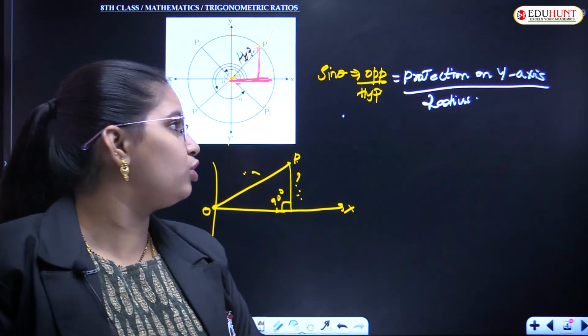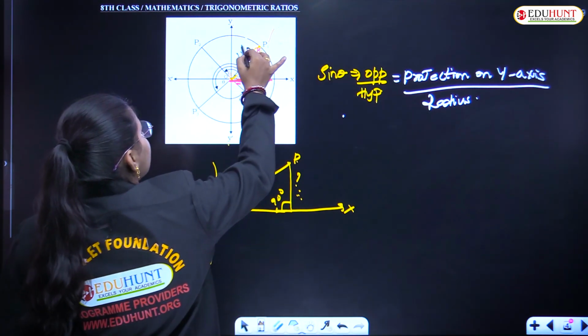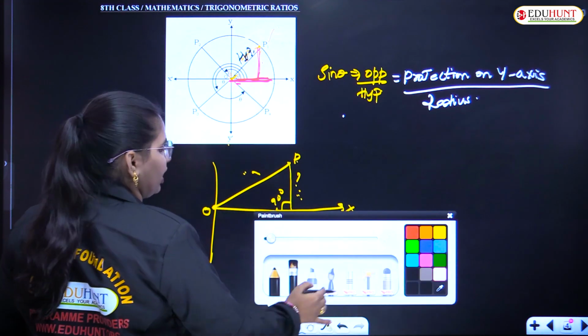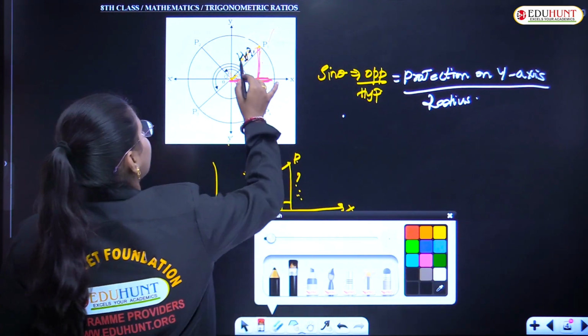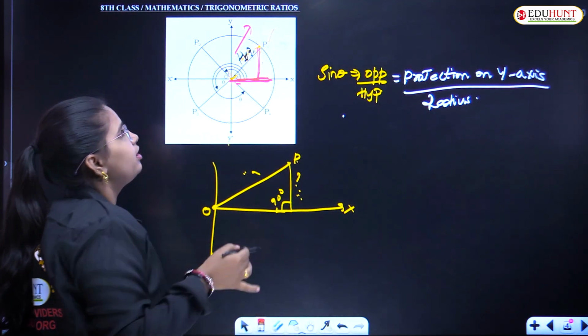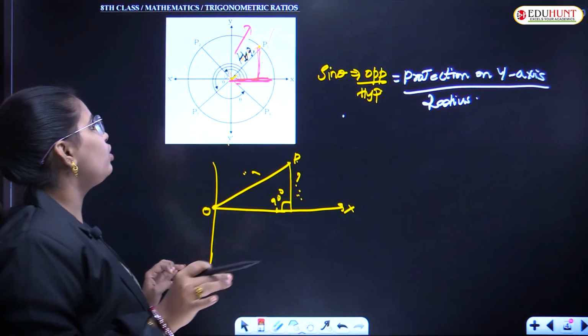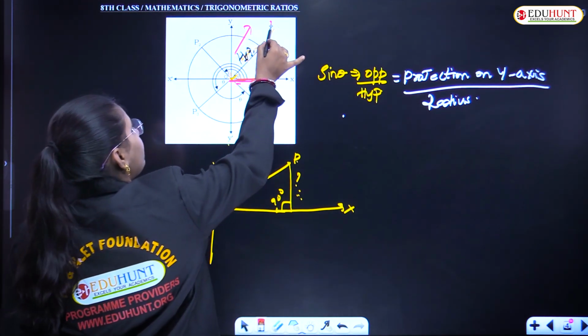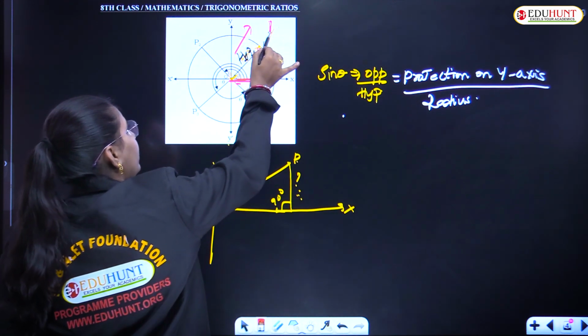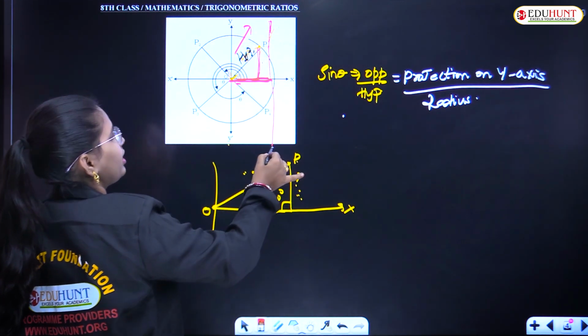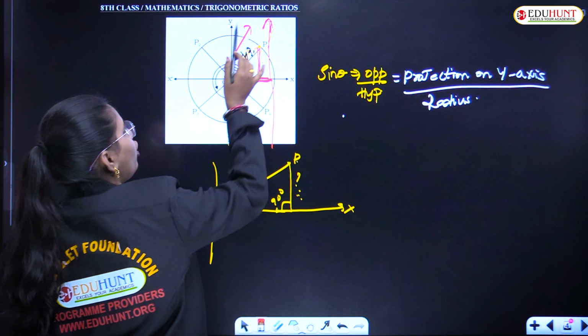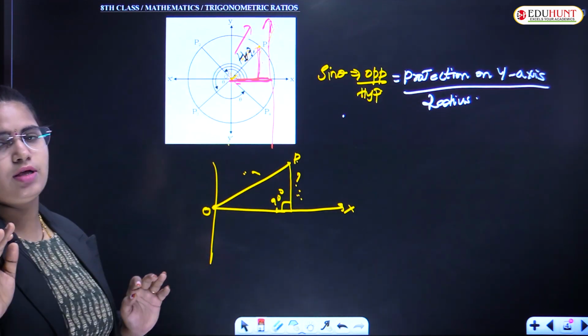I will consider the first part of the circle. This is my first part, right? The first quarter part of the circle. So I will draw a perpendicular, I will draw an image or projection on the y-axis. This is called the image or projection on the y-axis.